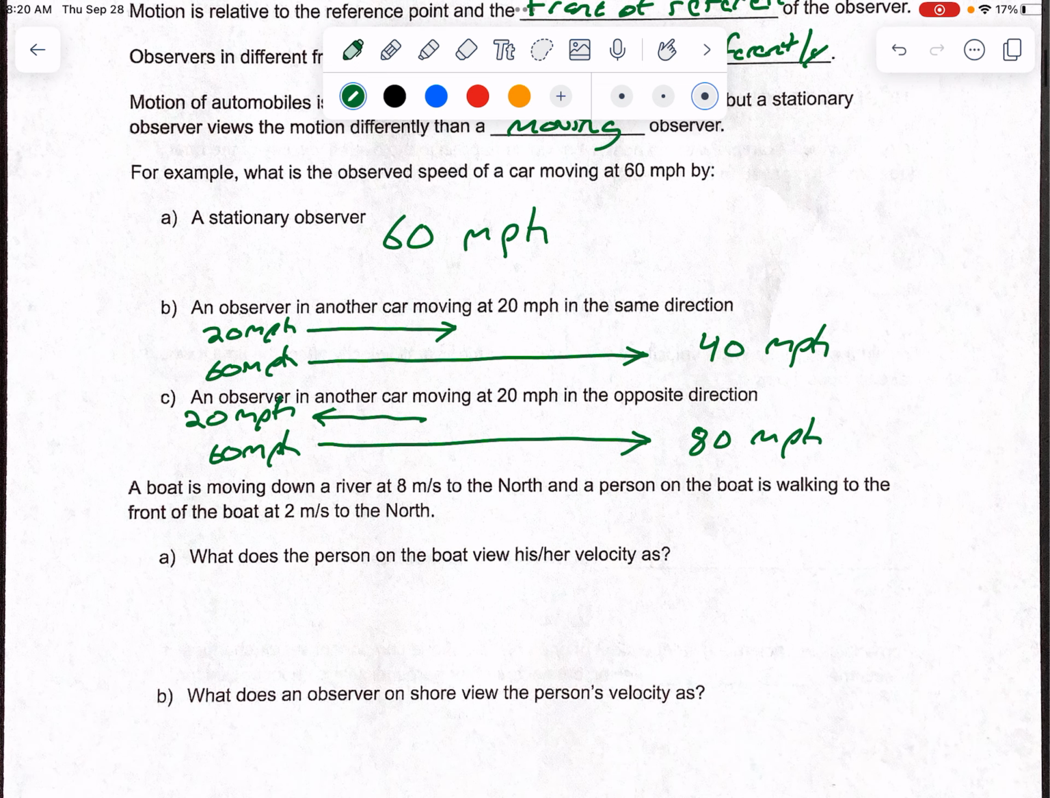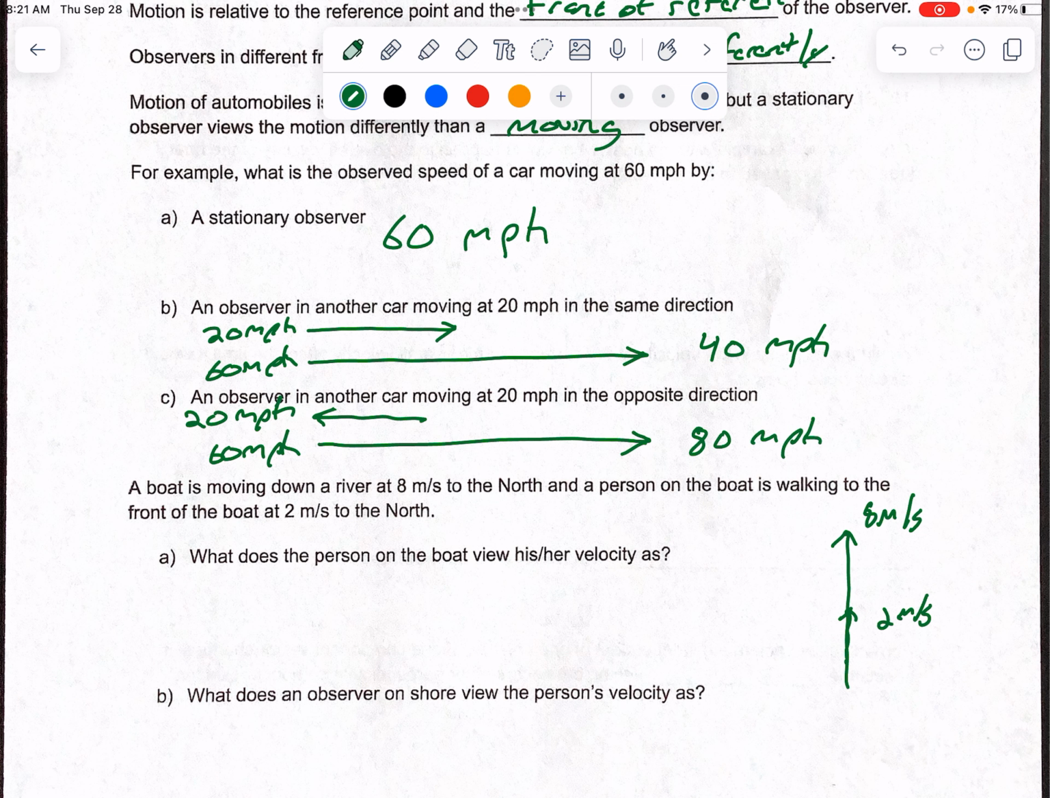Now, a boat's moving down a river at 8 meters per second to the north, and a person on the boat is walking towards the front of the boat, also going to the north, at 2 meters per second. If you were asked what the person on the boat views his or her velocity as, the person who's actually walking, and you ask them how fast they're walking, they're not really going to take into account the velocity of the boat.